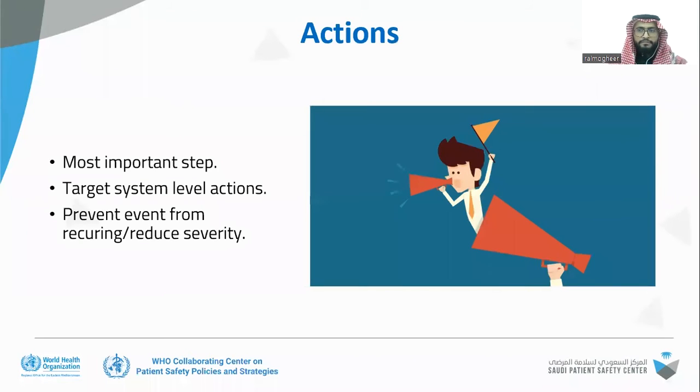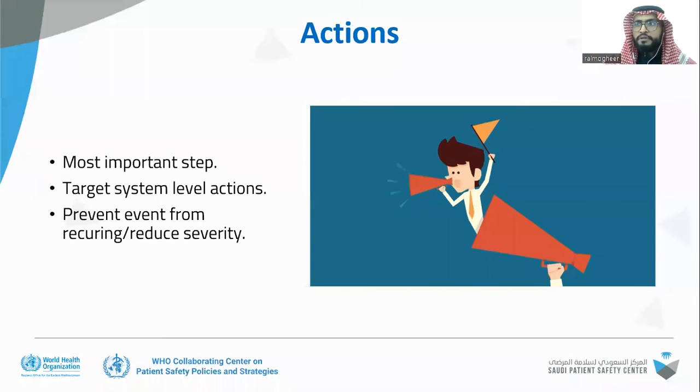Developing actions or action plans, I think, is the most important step in the RCA process, which is the identification and implementation of actions to eliminate or control system hazards or vulnerabilities that have been identified in the contributing factor statements that we mentioned earlier. Therefore, review teams should strive to identify actions that prevent the event from recurring.